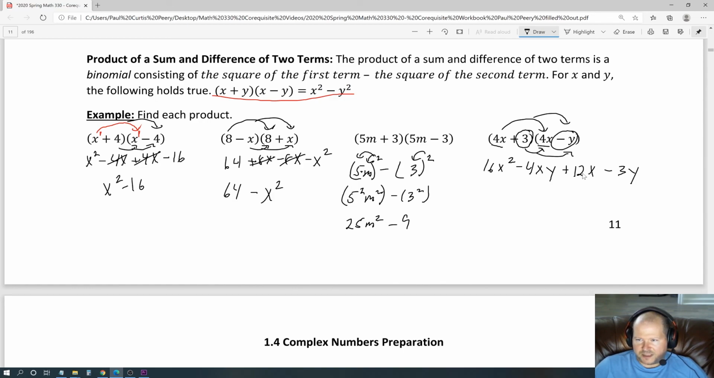Now notice that none of these have like terms. We have an x squared, we have an x and a y to the first power, we have an x to the first power, and we have a y to the first power. None of those are like terms because they don't have exactly the same variable or variables to exactly the same power. And as such, they are not like terms, and you cannot combine them. Since you can't combine them, this whole entire thing right here, as ugly as that seems, is your answer.